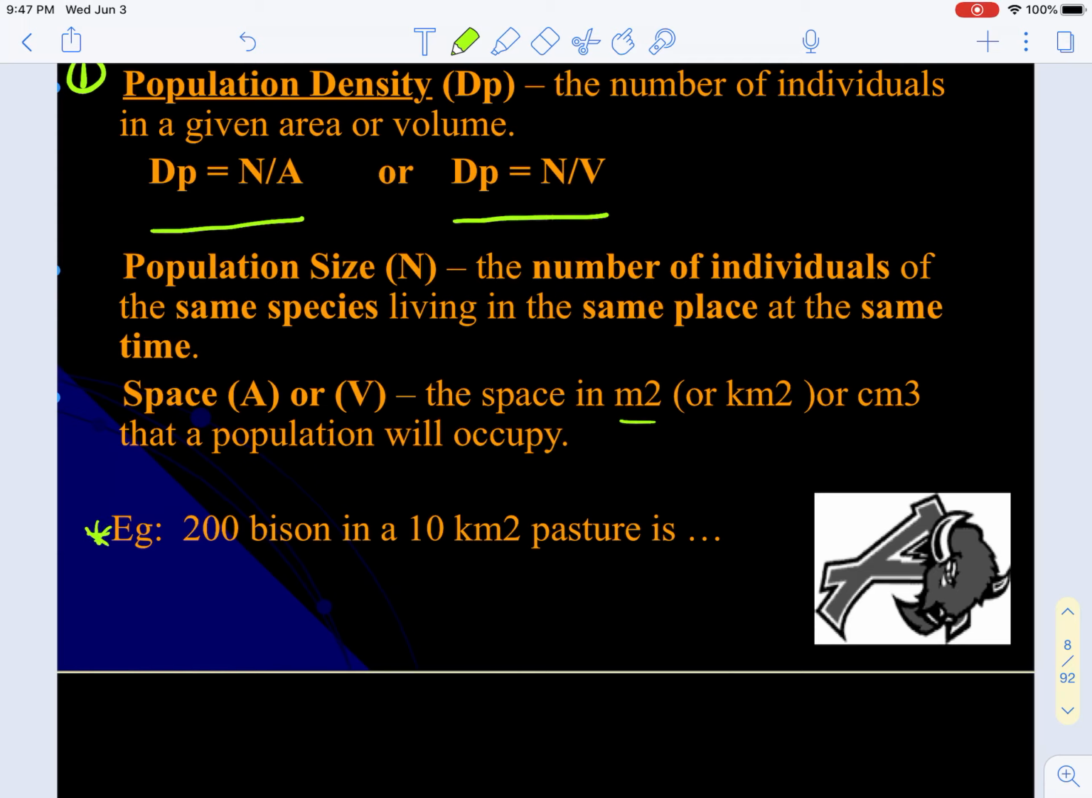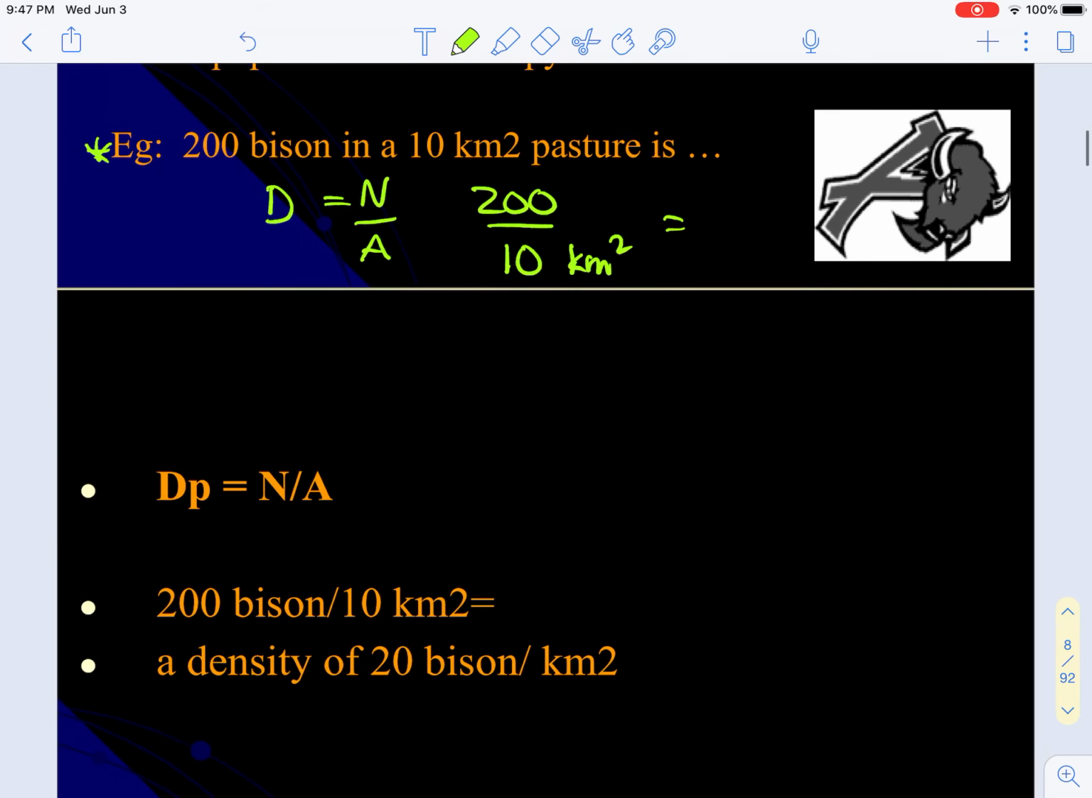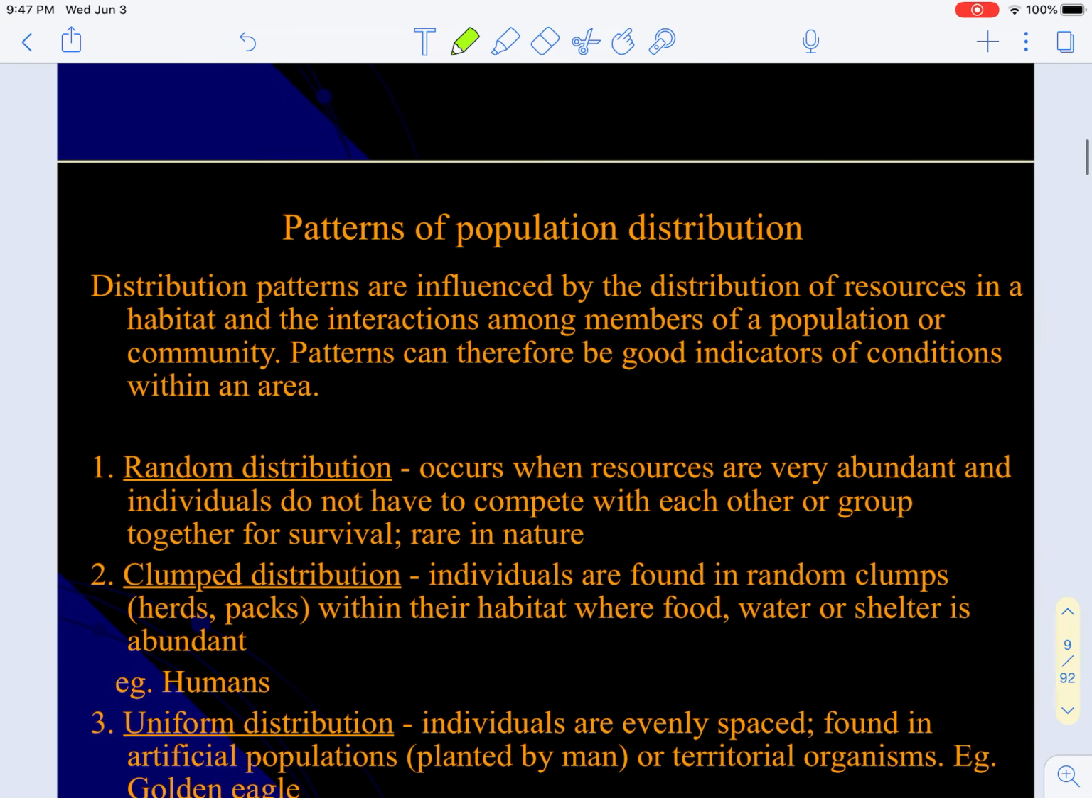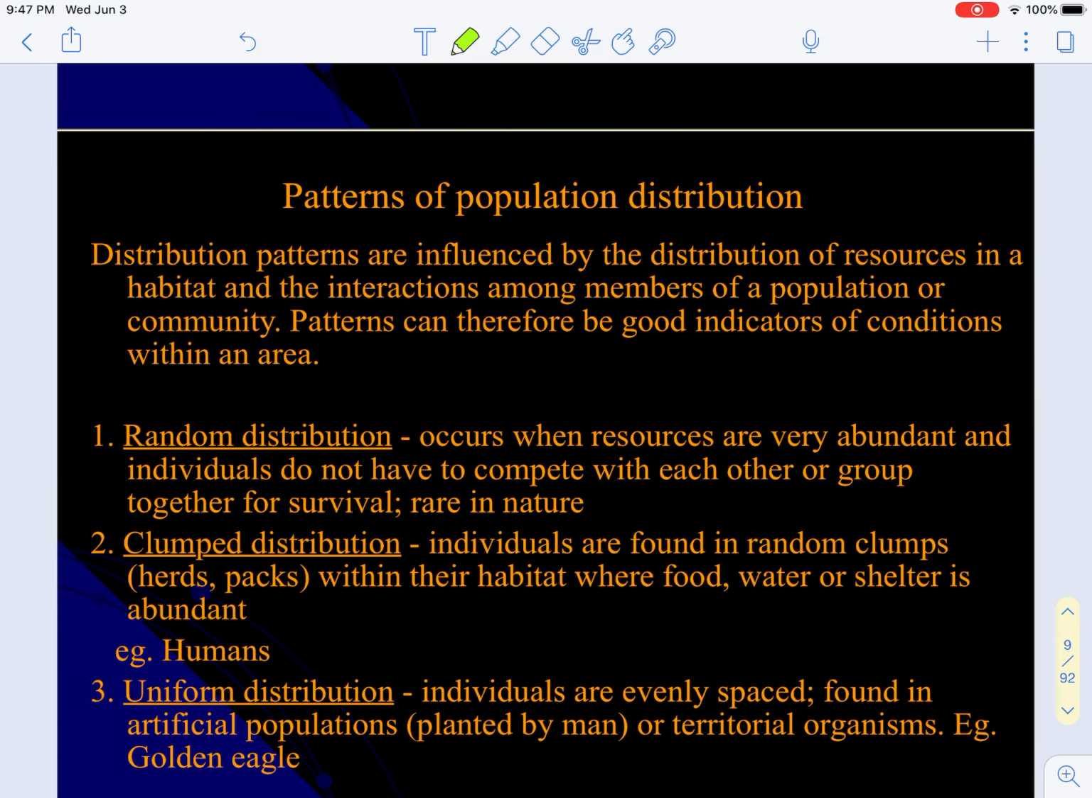So if you'd like to calculate what the population density is of this bison question here, remember, always a good idea to write your formula first and fill that in. 200 bison is the number over the 10 square kilometers, and there you have your answer, 20 bison per square kilometer. There you go, pretty simple.